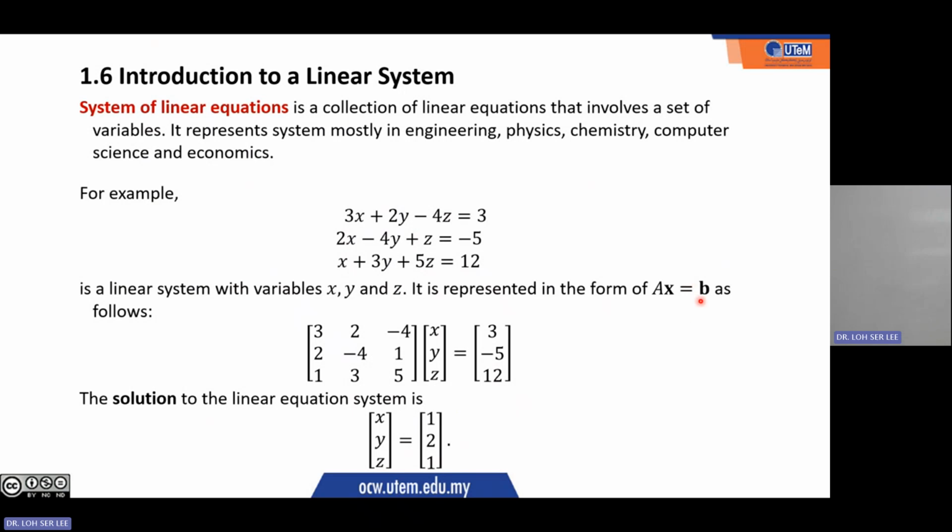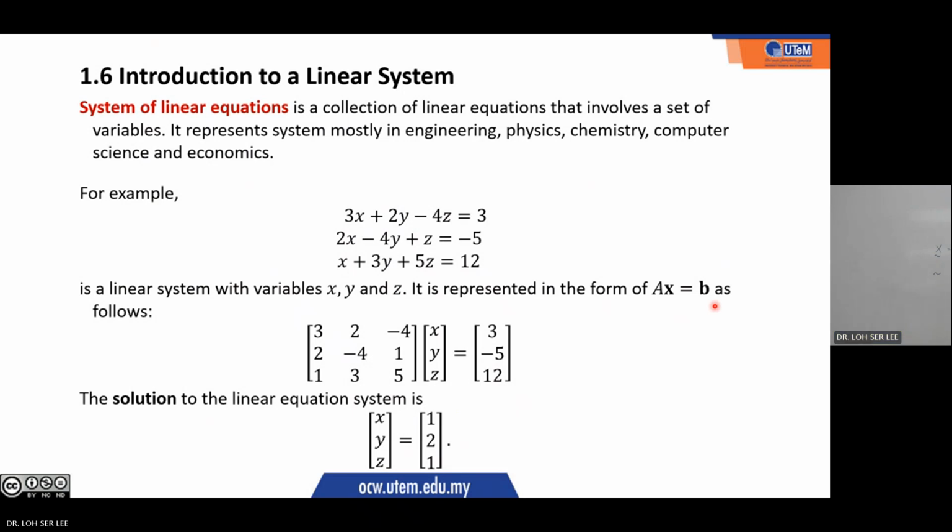Now look at this Ax = b. This x and b are in bold. So when we write the x, we will need a symbol underneath to present this as a vector x1, x2, x3. Without the symbol, that means this is just an x.